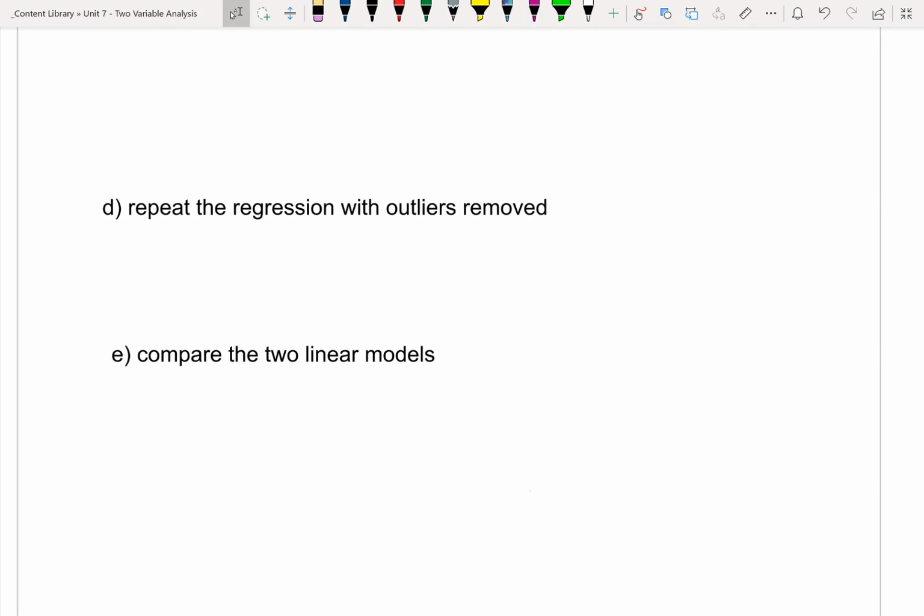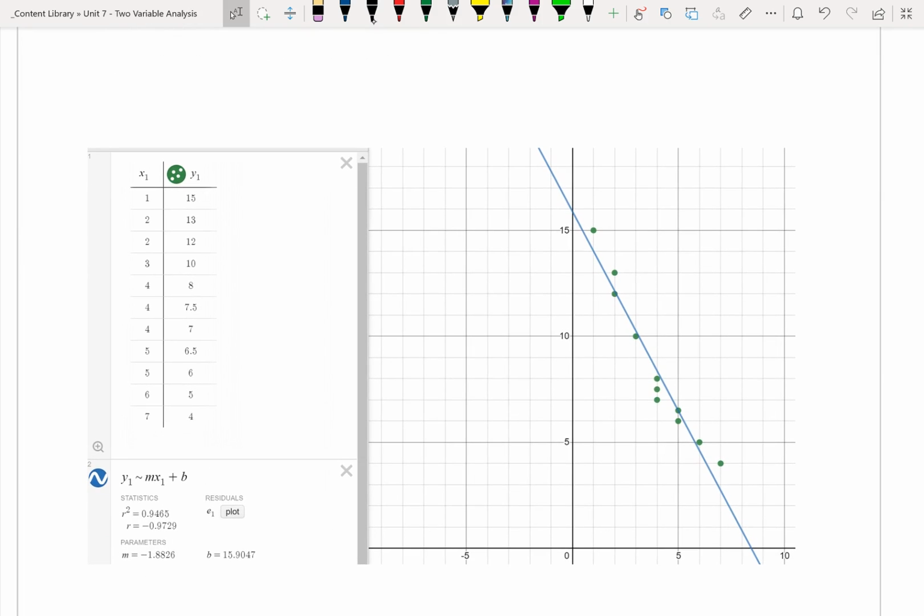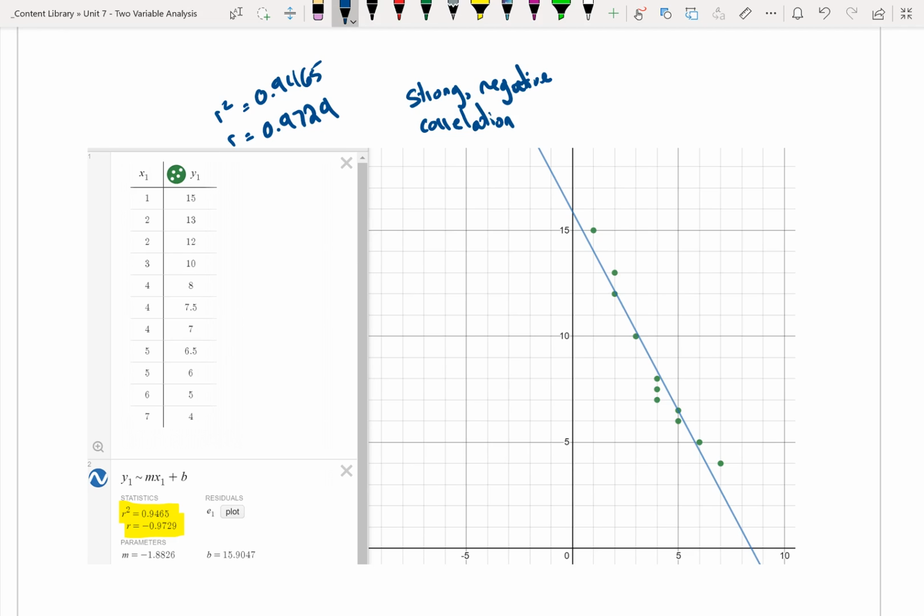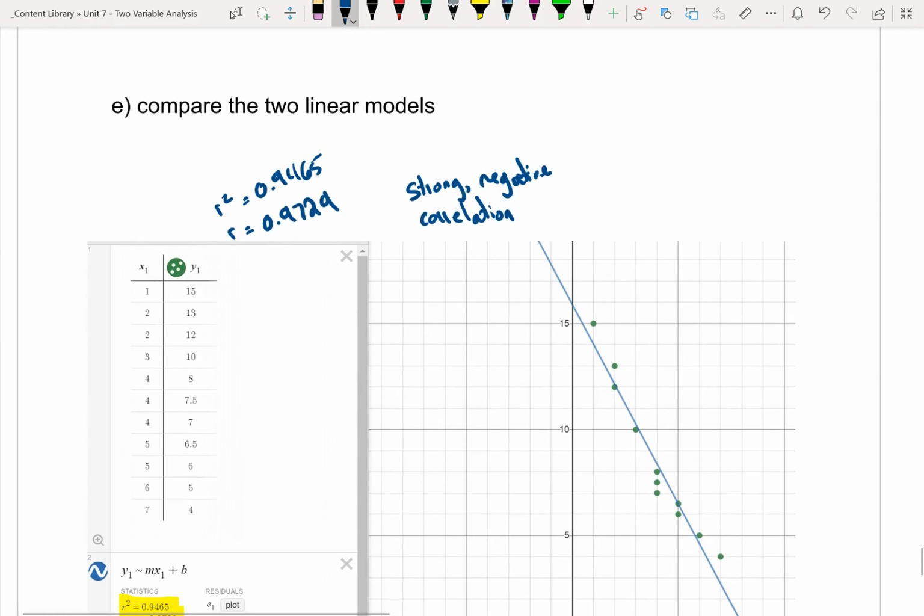So what we're going to do is we want to remove the outlier because we know it doesn't fit the trend, and we want to repeat the regression and compare the models. So if I've taken out that outlier, we see that the outlier should be down here at 3 and 2, but it is no longer there. So if we're comparing our two linear models, we can go back and look at the R squared and the R value. And what we see here is our R squared is equal to 0.9465, and our R value is 0.9729. So what we can say now is it is a strong negative correlation. So the negative correlation doesn't change, but the fact now is that it's a strong correlation. It's very close to 1.